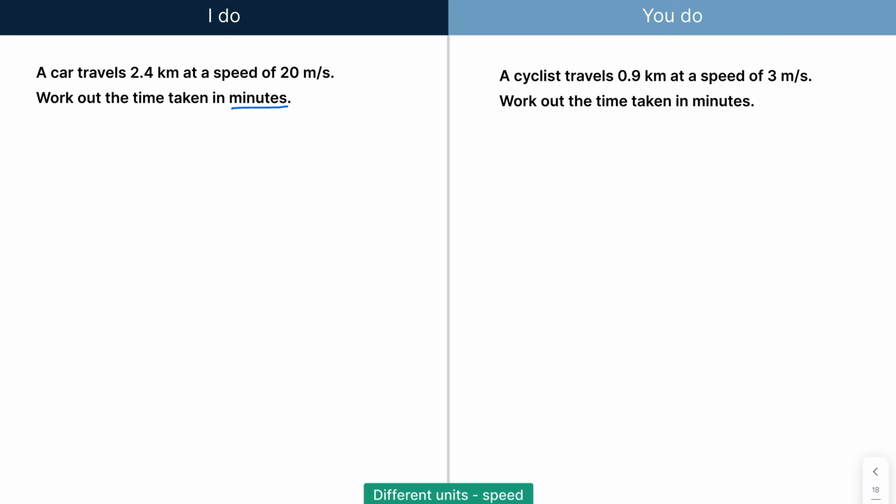So we can just write it out simply. We have the speed as 20 meters per second. We have the distance as 2.4 kilometers. And then they want us to find the time in minutes. So we don't know what the time is, but we know that to find the time, the formula we use is speed is equal to distance over time. So the actual formula just becomes distance over speed.